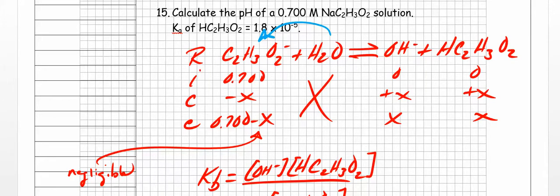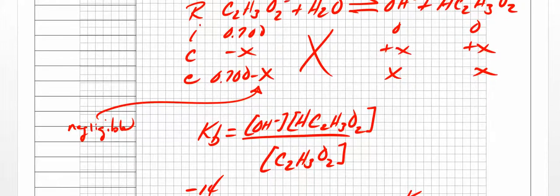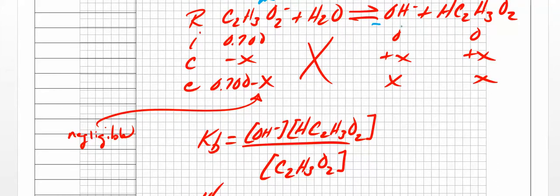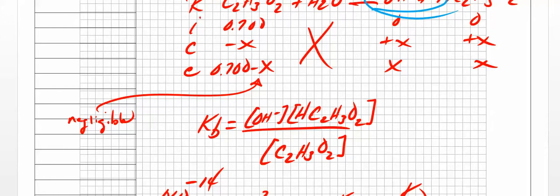The next thing we're going to need to do is write our expression. Now, this is important because when we write our expression, again, it's products over reactants, right? So it's K is equal to something. But what's important about the K? Is it Ka or Kb? Well, remember that it's hydroxide that's being produced, right? That means the expression is Kb is equal to OH minus times HC2H3O2 over C2H3O2 minus. Make sense? There should be a minus right there, sorry.